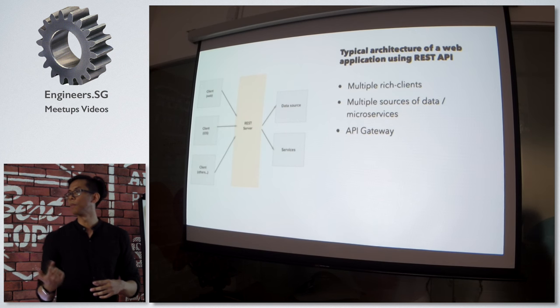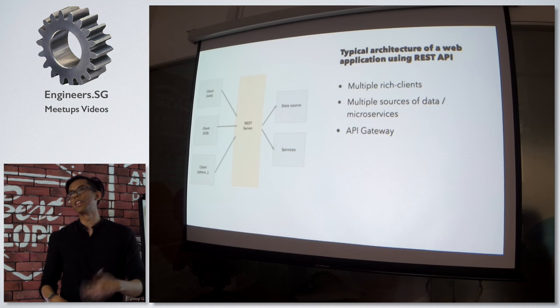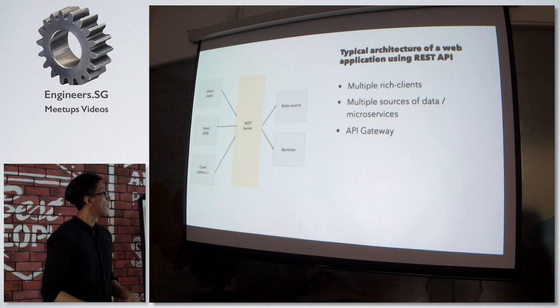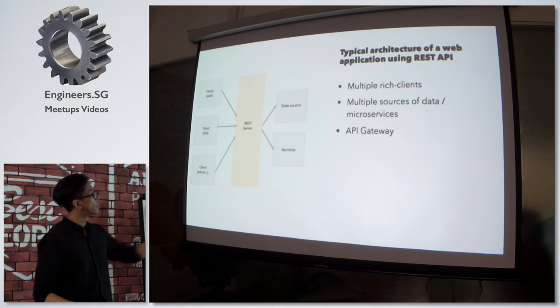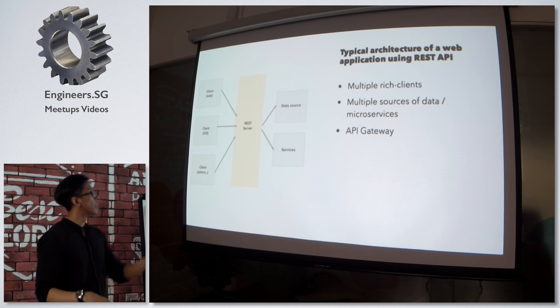It's not just one web application. You may have one web application, but you may also have iOS apps or Android apps, or even a client on a Raspberry Pi, whatever. And your server is backed by multiple sources of data, even microservices, because right now the microservices architecture is a big thing, especially in Go.